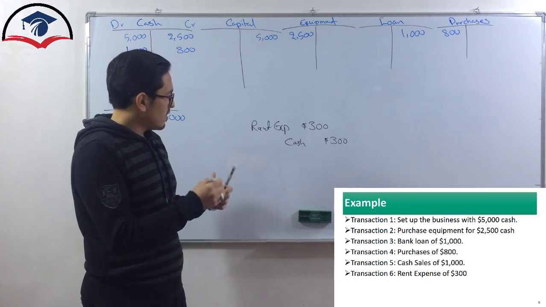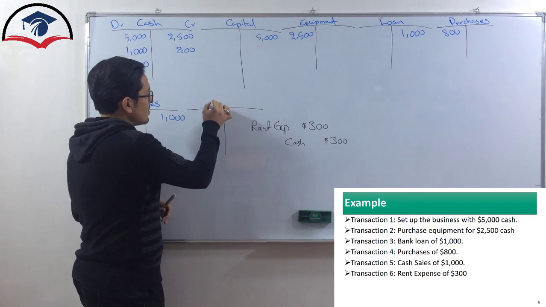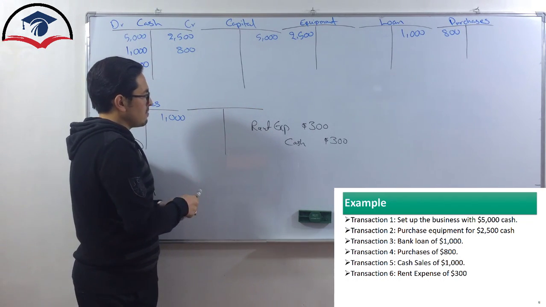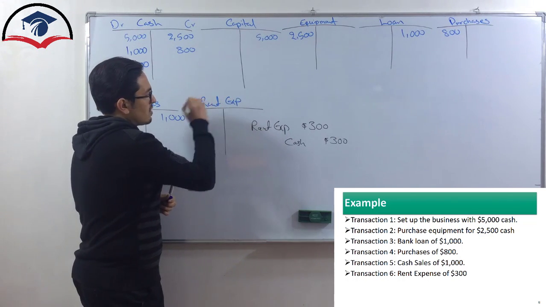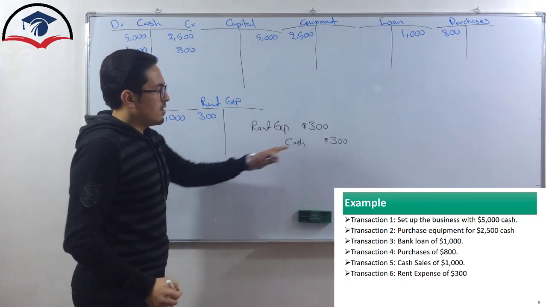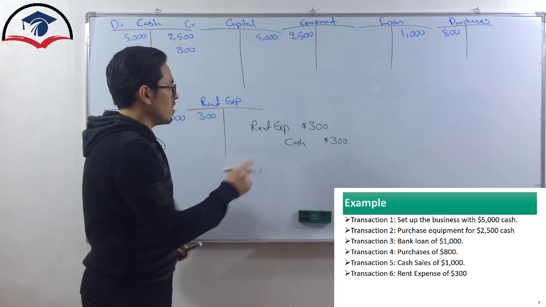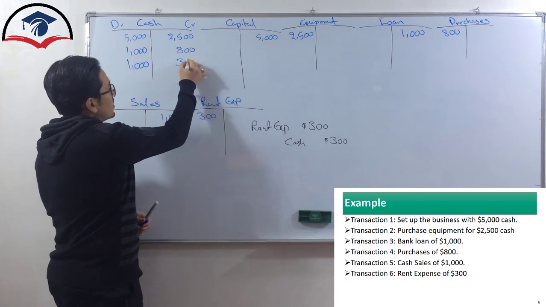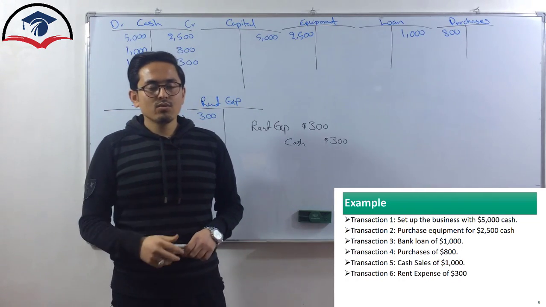I need to post that. I need another account with the name of rent expense. Rent expense is debited by $300. Of course, I have an account for cash, and for $300 there will be credit $300. That's it related to the example.